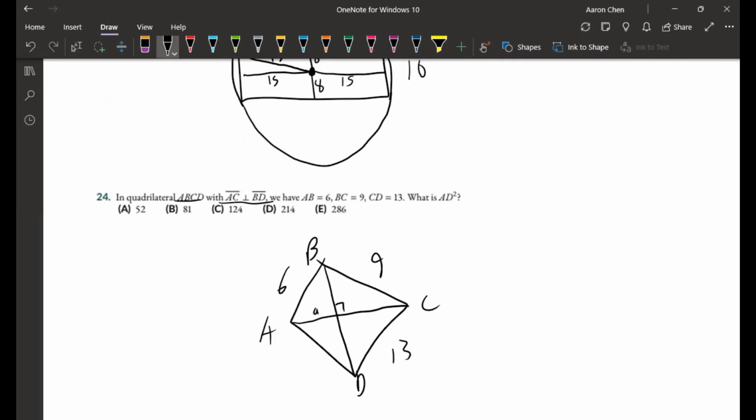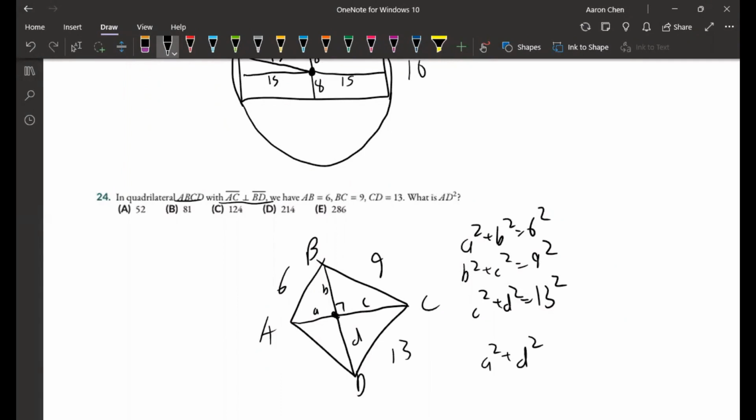So we can let these sides be a, b, c, and d from this point of intersection to the vertices. And so now we have a squared plus b squared equals 6 squared, b squared plus c squared equals 9 squared, and c squared plus d squared equals 13 squared. And this is by the Pythagorean theorem. And what we want to find is a squared plus d squared. And the way we can do this is it's a squared plus b squared plus c squared plus d squared minus b squared plus c squared.